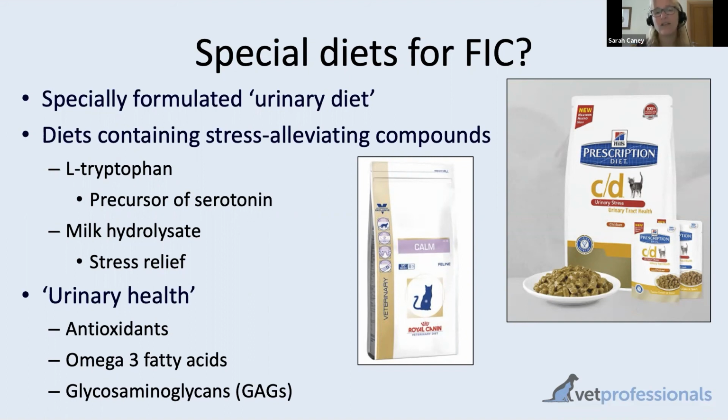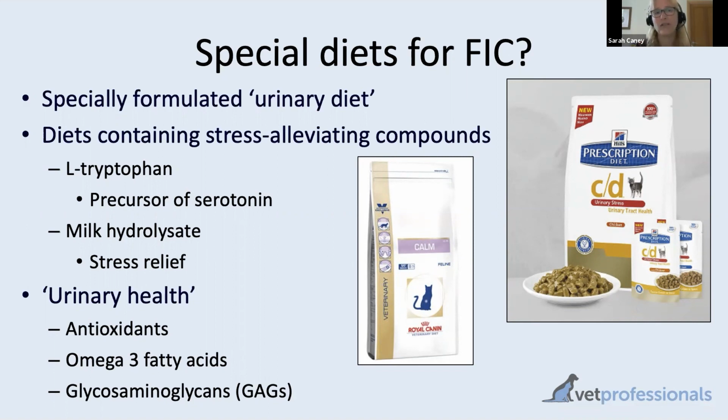And some of these diets are orientated primarily at urinary tract health, so minimizing stone formation, and tend to have extra glycosaminoglycans, which are proteins found lining the bladder, although it has to be said there's still controversy as to really how effective that might be as part of the management of lower urinary tract disease in cats. But also more recently, many of these diets have included a sort of stress or anxiety alleviating component.